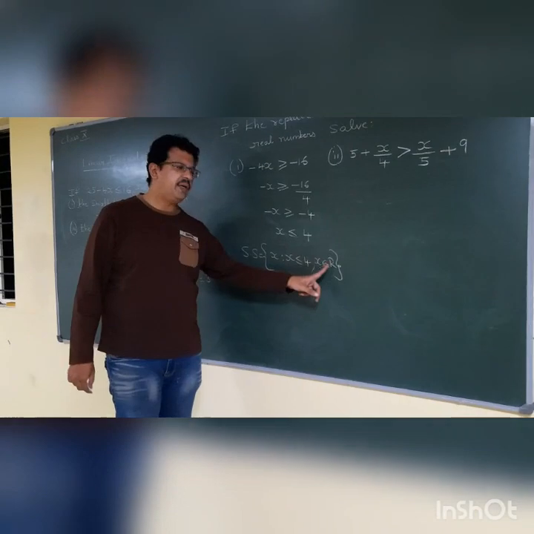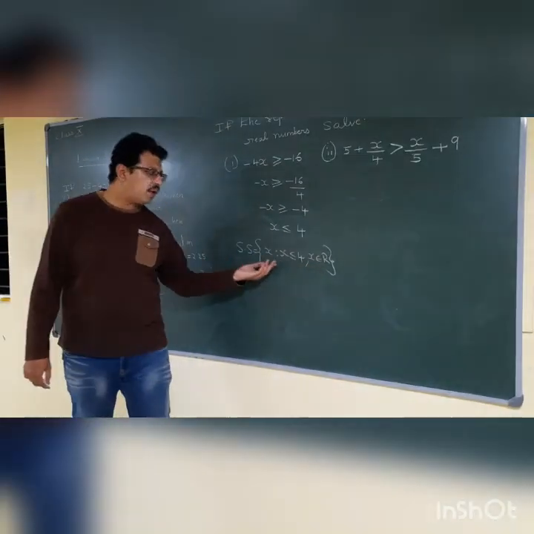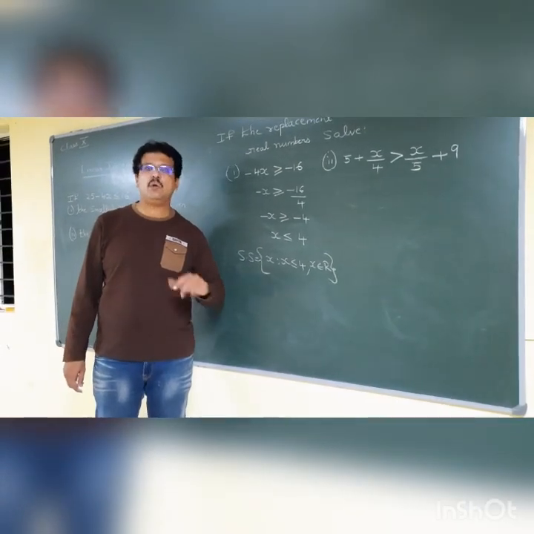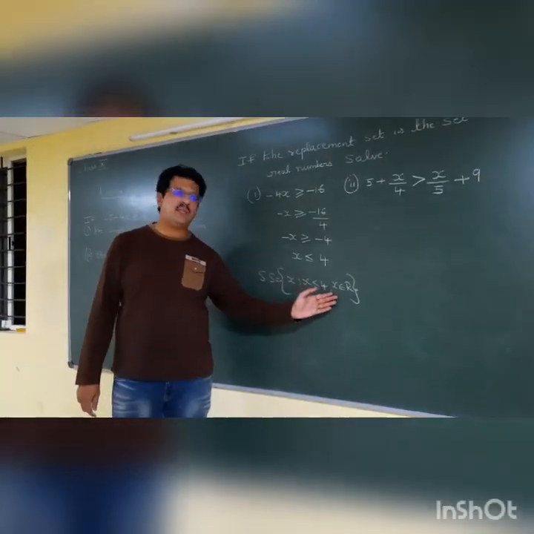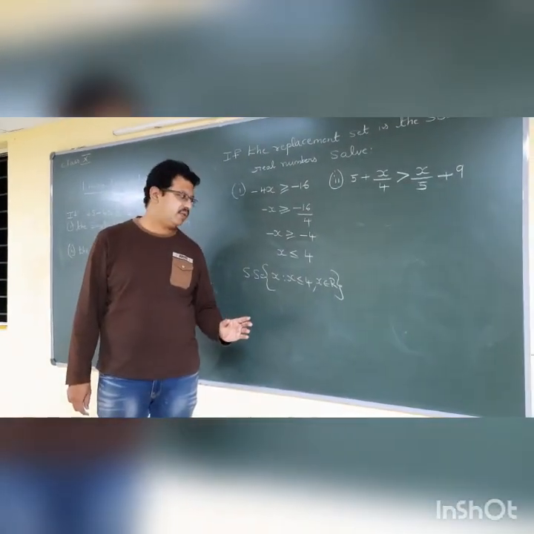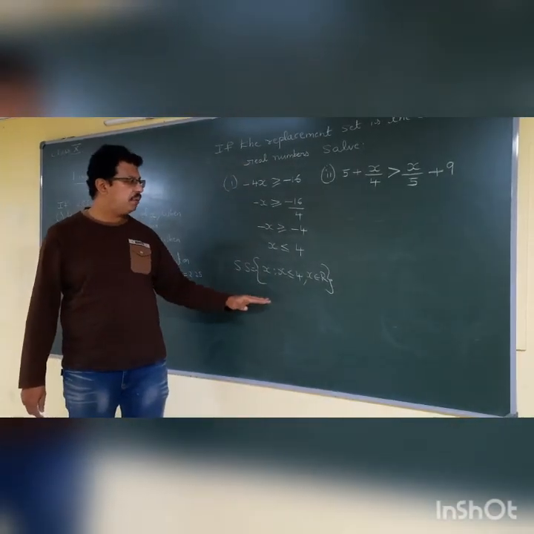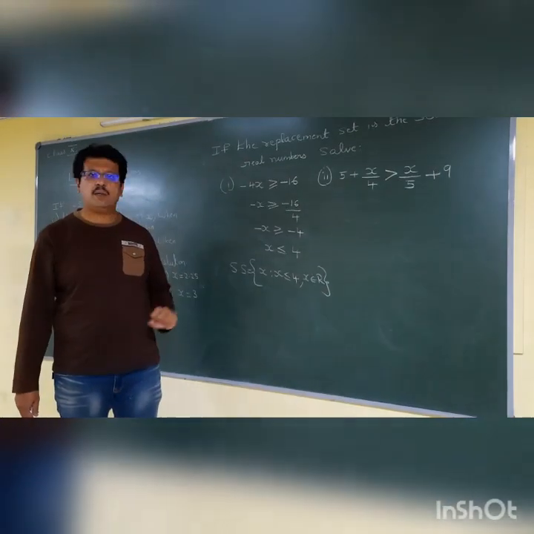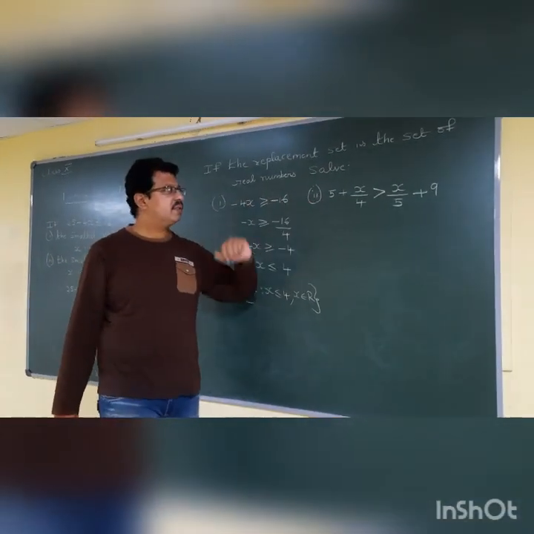This also should be written in curly brackets only. This is called the set builder form, which you have learned in lower classes, the set builder form and roster form, children. So this is one of the very important ways of writing this. Be very clear about it. So let us go for the next problem.